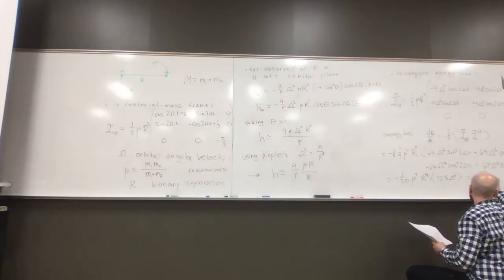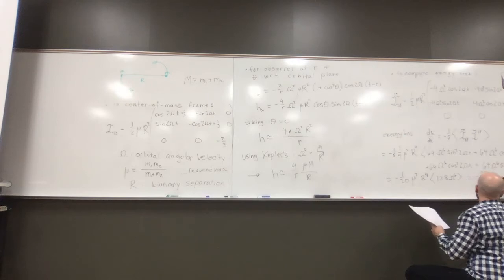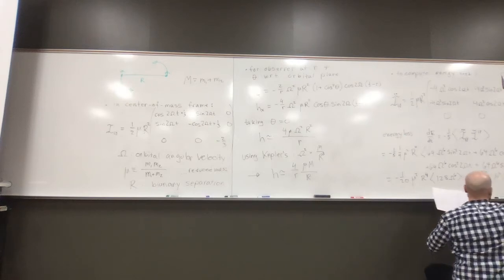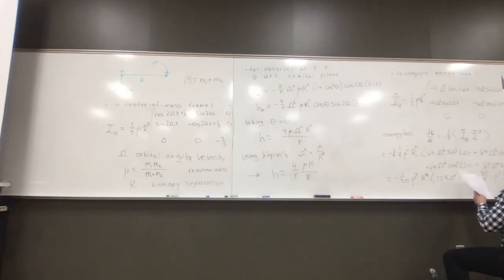32. Hey, Jen, can you see this? Yeah, that's what I thought. Sorry. I can see it to mu squared.